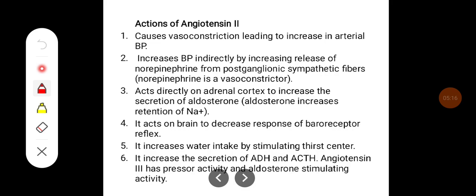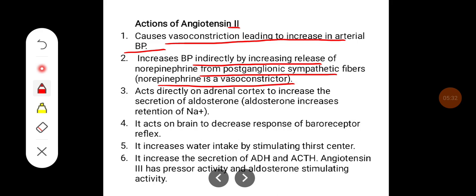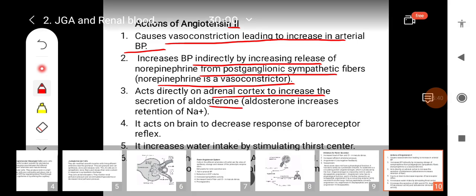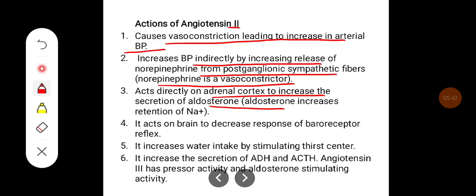Some of the actions of angiotensin 2 are: it causes vasoconstriction leading to an increase in the arterial blood pressure. It increases the blood pressure directly by increasing the release of norepinephrine from postganglionic sympathetic fibers, where the norepinephrine acts as a vasoconstrictor. It acts directly on the adrenal cortex to stimulate secretion of aldosterone. We know that aldosterone is a mineralocorticoid. It increases the retention of sodium.